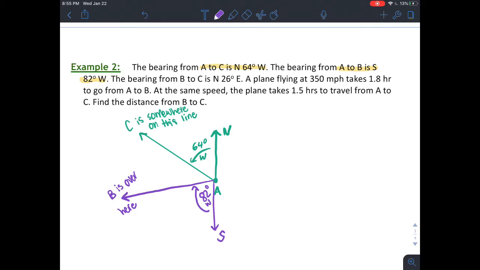If we look at our third piece of information, it's about how our bearing is from B to C. So I'm just going to pick somewhere and put B on that line. It may or may not be to scale, depending on where you pick it to be, but I'm going to say it's right there.